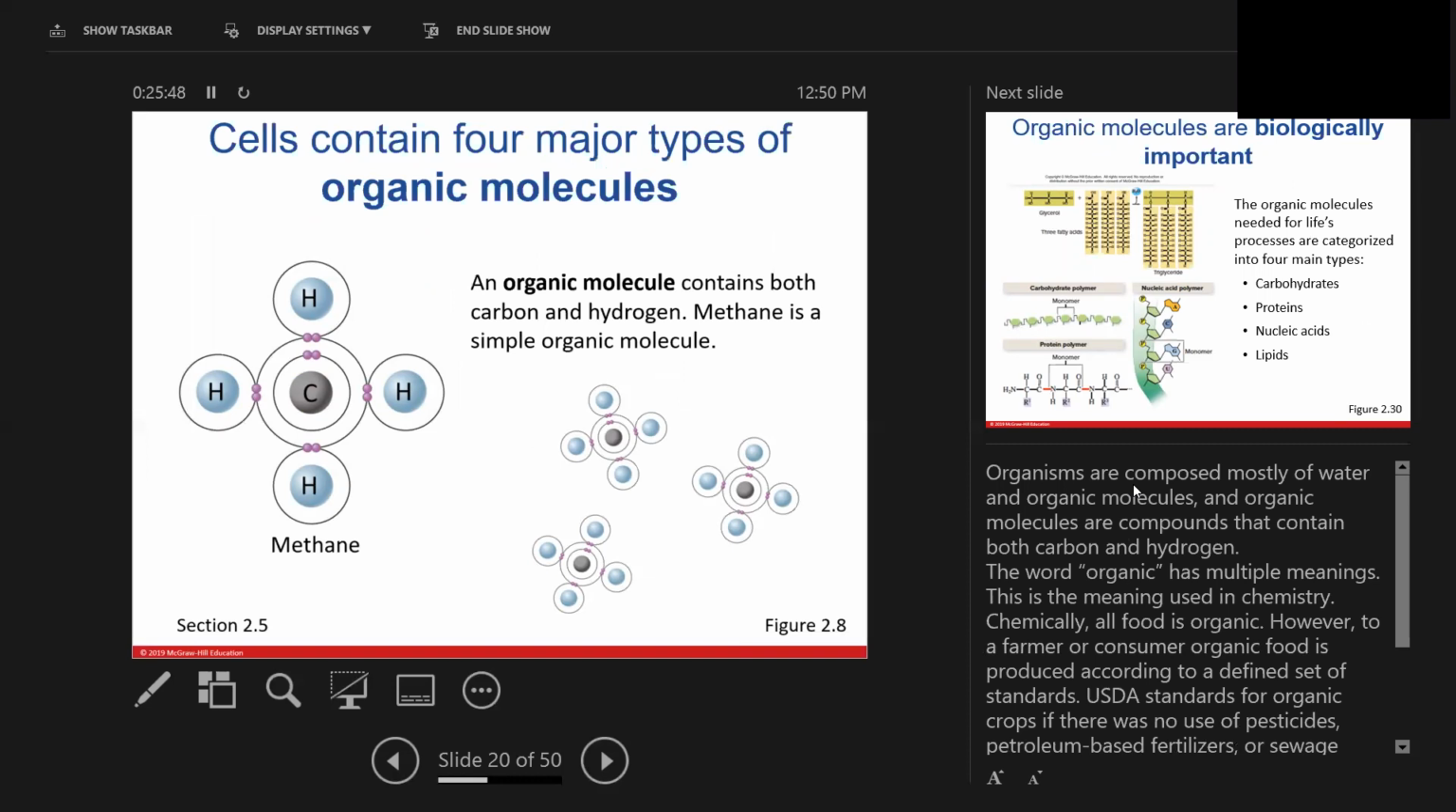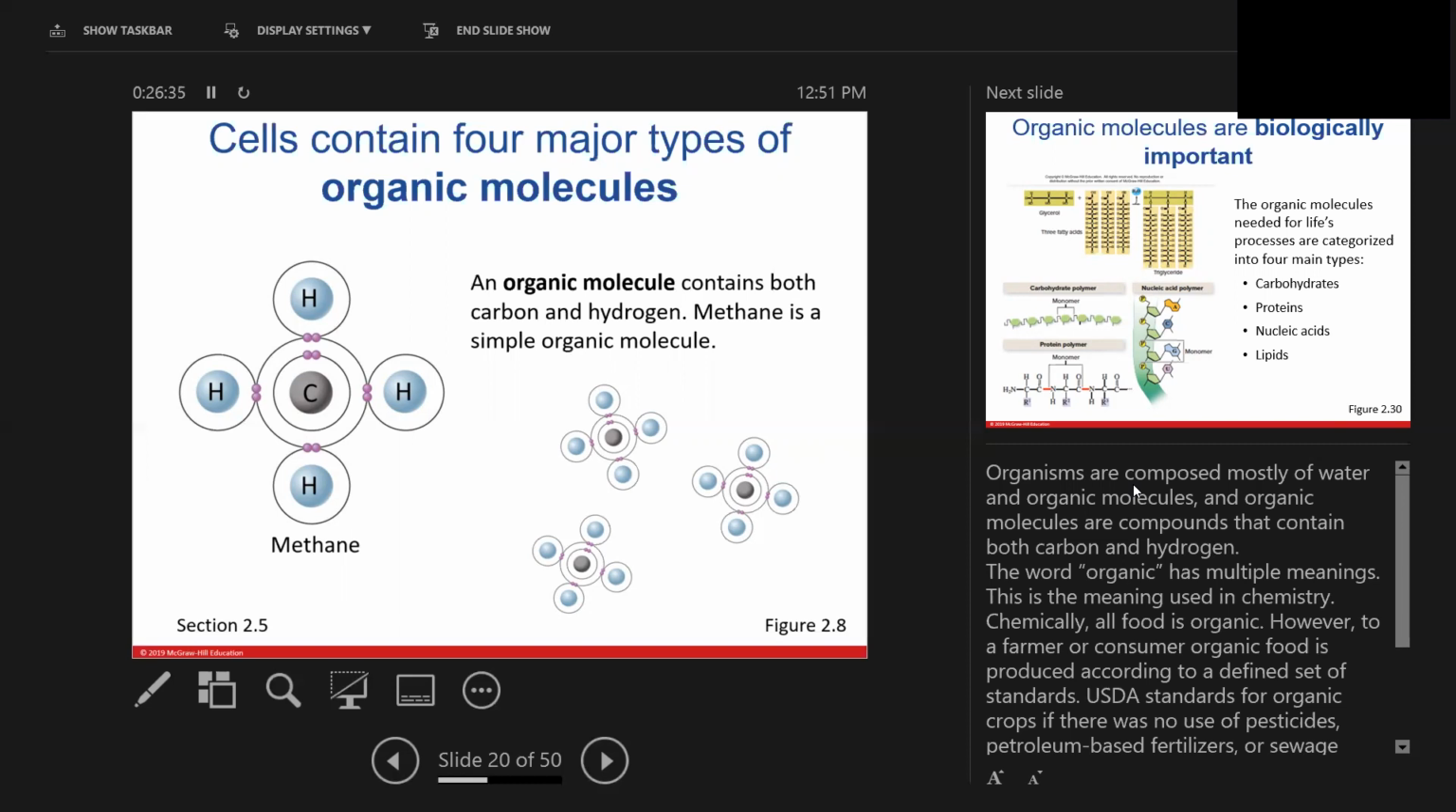Now, here's where we dive into what all of this means for biology and why all this stuff is important. Remember that while organisms are mostly composed of water, they're also composed of a lot of other things, such as organic molecules. And these organic molecules are compounds that contain both carbon and hydrogen. Now, that word organic has a lot of different meanings. And obviously, when it comes to botanical concepts, it means you're not using pesticides or whatever. But here in this case, we're talking about purely a chemistry-based approach, which means that chemically, it has to have carbon atoms in it. So if you're talking from purely a chemical perspective, all food is organic.